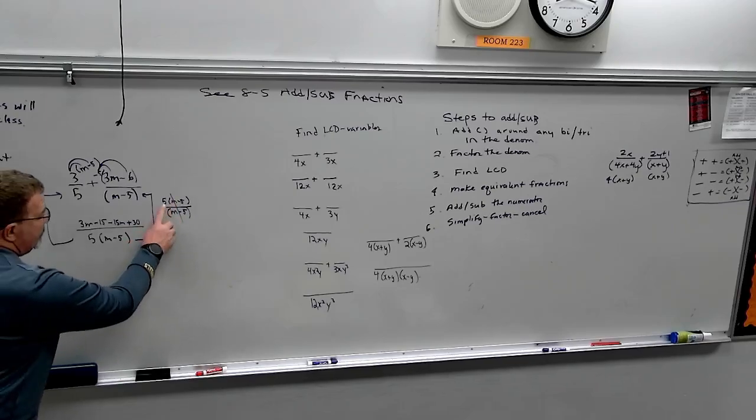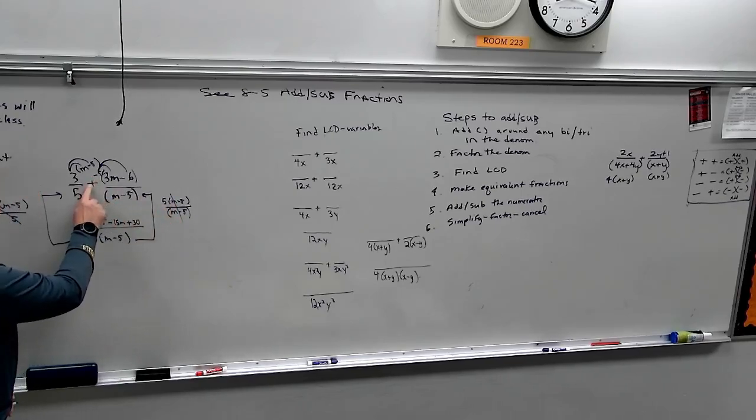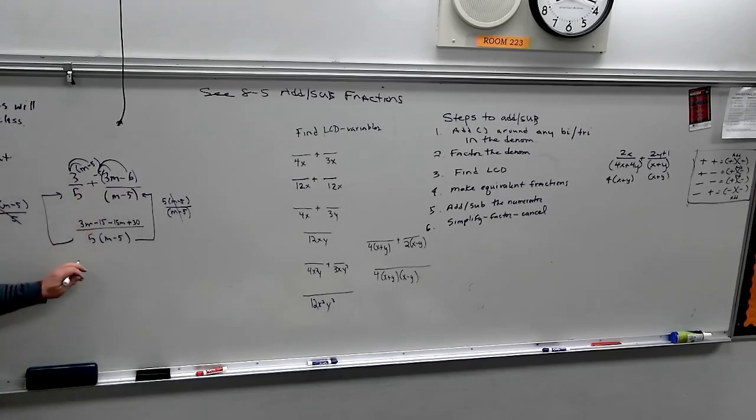So I canceled these out. I got a positive 5, but this was negative, so I just distributed the negative to the 5 and made it a negative 5. Okay? Clean up the top now. 3 minus 15 is negative 12. Negative 15 plus 30 is positive 15.